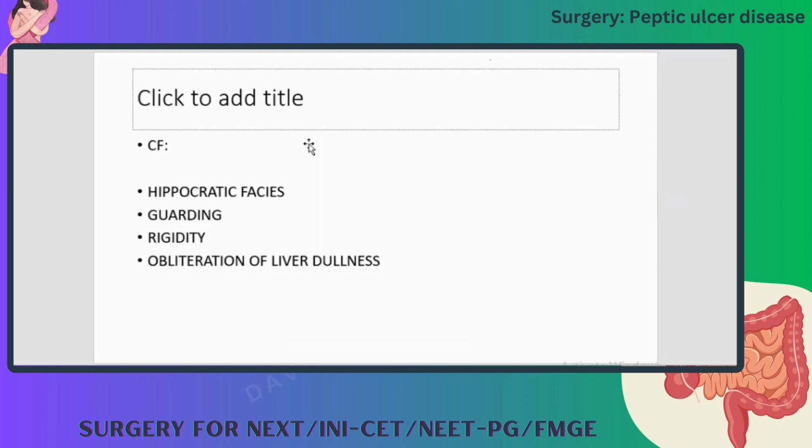How will these patients present? Classically, the patient will have Hippocratic facies, that is a tense, anxious look, dry eyes, everything. In the abdomen there will be guarding and rigidity, both of them. When you percuss the liver, there will normally be dullness, because the liver is a solid structure. But what happened here? There is gas here, so this liver dullness will be obliterated.